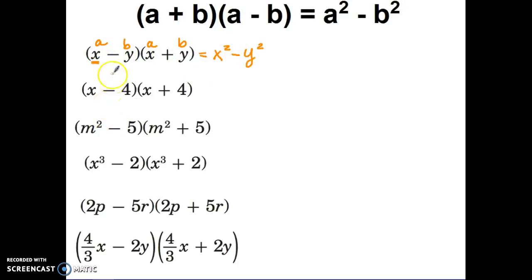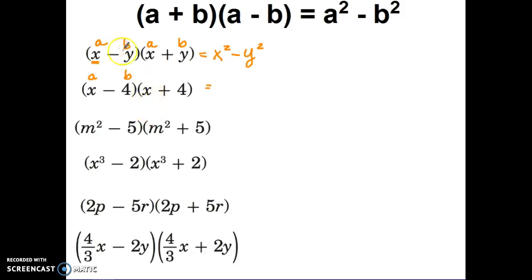That's it. If I were to foil this out, I'll get x squared minus xy plus xy minus y squared. And then the xy and the negative xy will cancel out. Simple as that. This is my a, and I'm just going to write one a and one b. It is this binomial. I'm subtracting here and I'm adding the same number here.